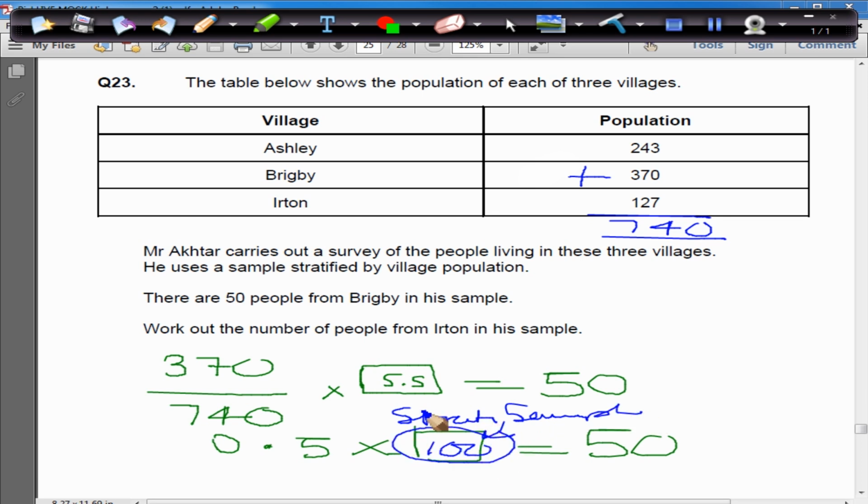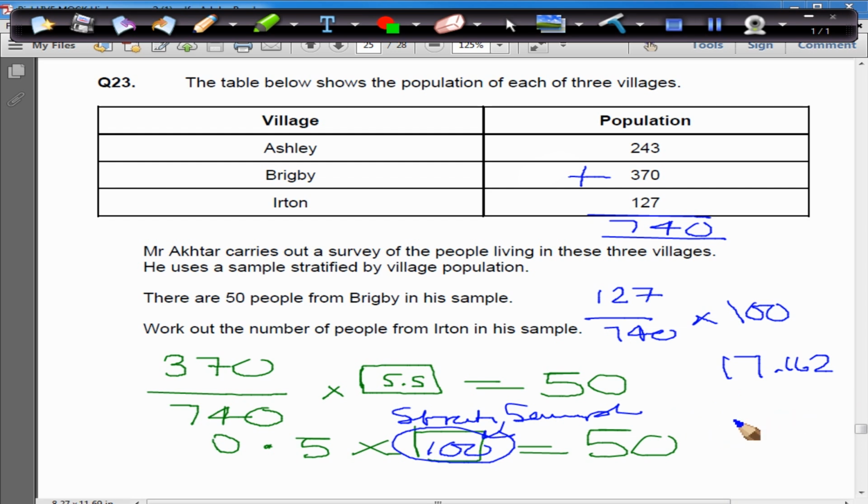Okay, is 100. Right. So now we've actually worked out from this question what the stratified sample actually was. We can now work out how many people from Ayton are in the sample. So Ayton is 127. We divide that by 740, and we multiply the answer by the stratified sample, which we just worked out earlier is 100. Can you put that in the calculator, please, folks? What did you get? I got 17.162.